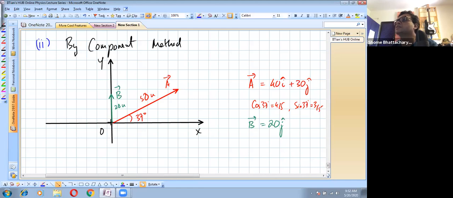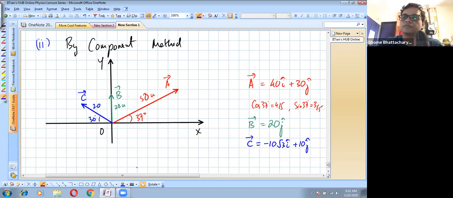So vector C is now like this. C is also of magnitude 20, but this angle is 30. So the vector C should be written as, we'll have a negative x component of cos 150, so that is minus root 3 by 2. So minus 10 root 3. And a positive y component of sine 150 is half, so plus 10. So we are making use of the fact here that cos of 150 degrees is minus root 3 by 2 and sine of 150 is plus half.